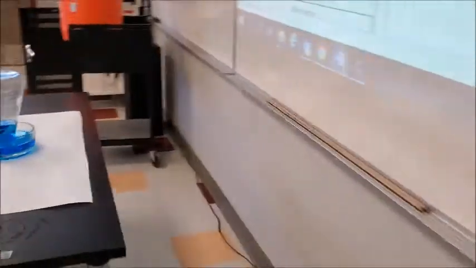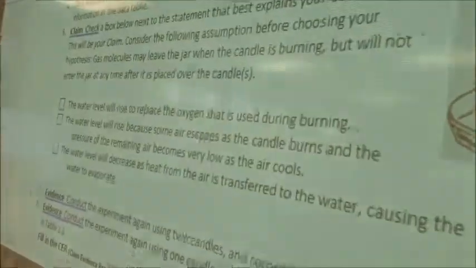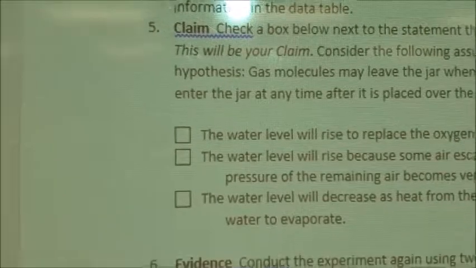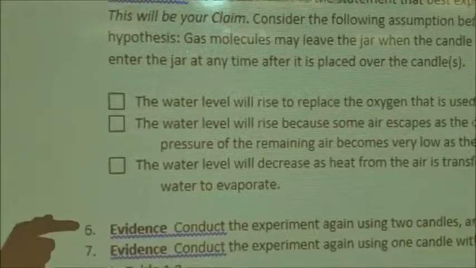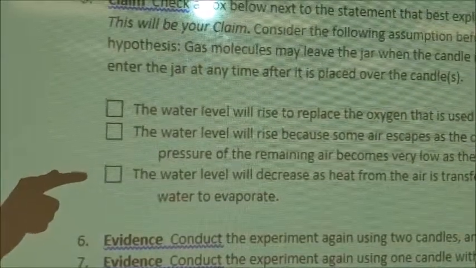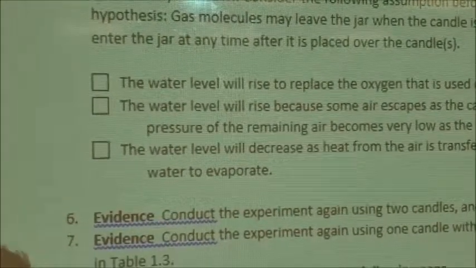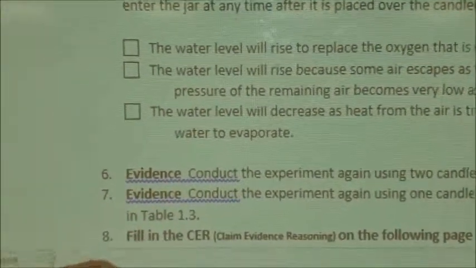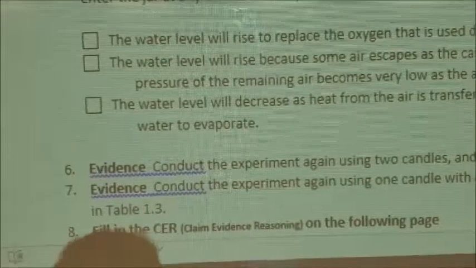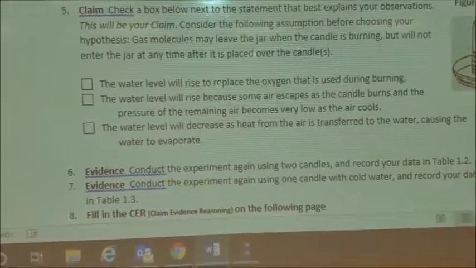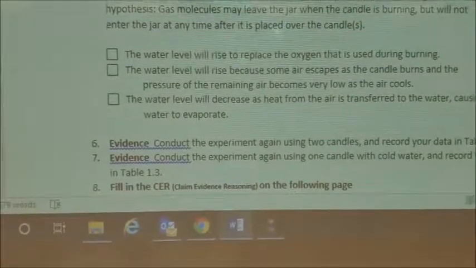We're going to try and explain it by making a claim. So we're now going to try and produce a claim to explain what occurred in here. You have 3 boxes. You have 1, 2, and 3. You're going to check one and state that that's your claim. So one of them's correct, 2 of them are wrong. But the point of this lab is to go ahead and get us into the CER model. So choose whichever one that you believe is correct, and that'll be our claim for now.